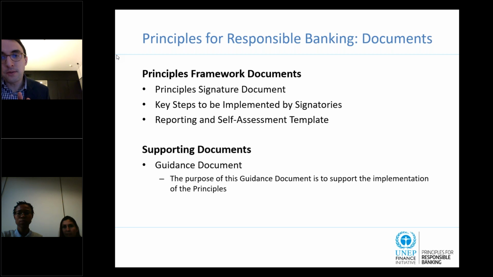And then the main course for today in terms of supporting documents is the guidance document. And that really is a helpful guide. So this is not a prescription tool. This is not you must follow this.